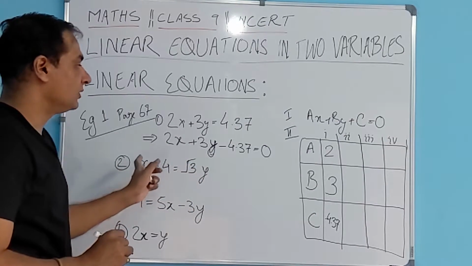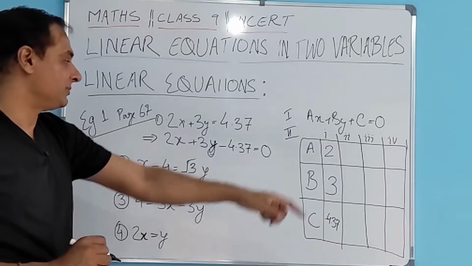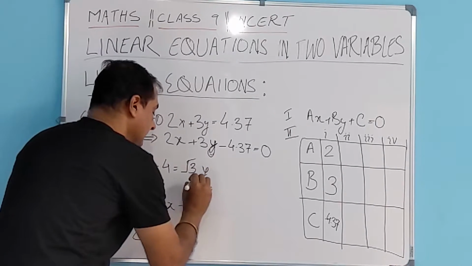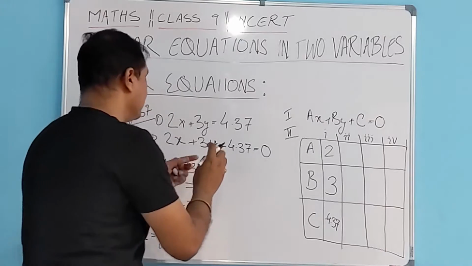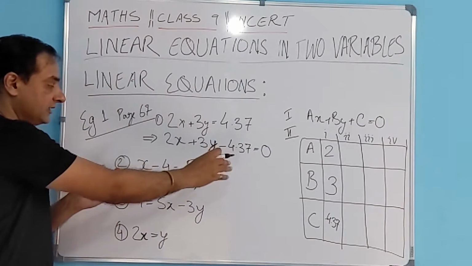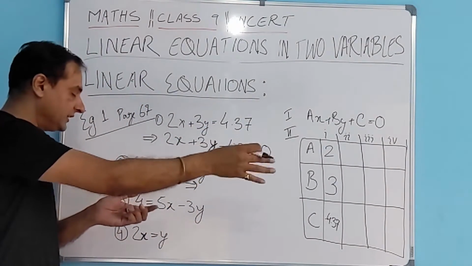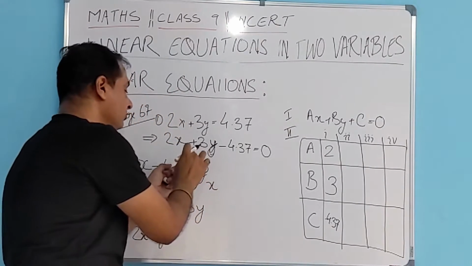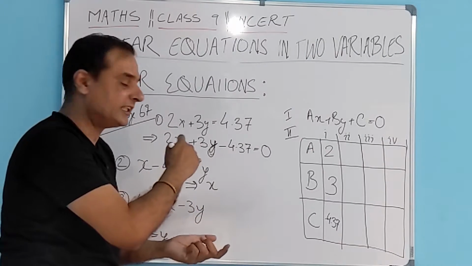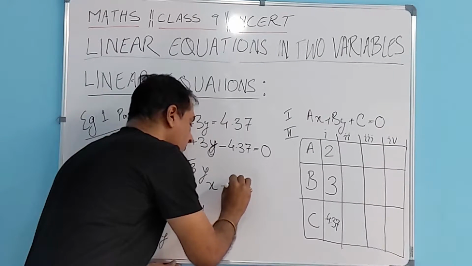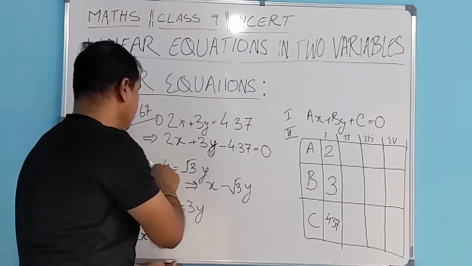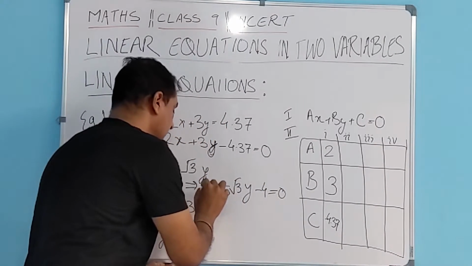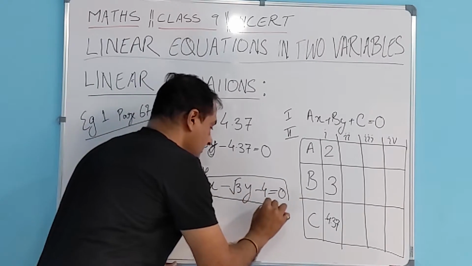Again, if we want to bring it in the ax plus by plus c form, what we need to do? We need to get this y term over here, so that we are left with only 0 at the right hand side. So we say x, and if we bring this root 3y over here, it will come with a negative sign. Minus root 3y, and then we are left with minus 4 equals to 0. So this will be equation number 2.